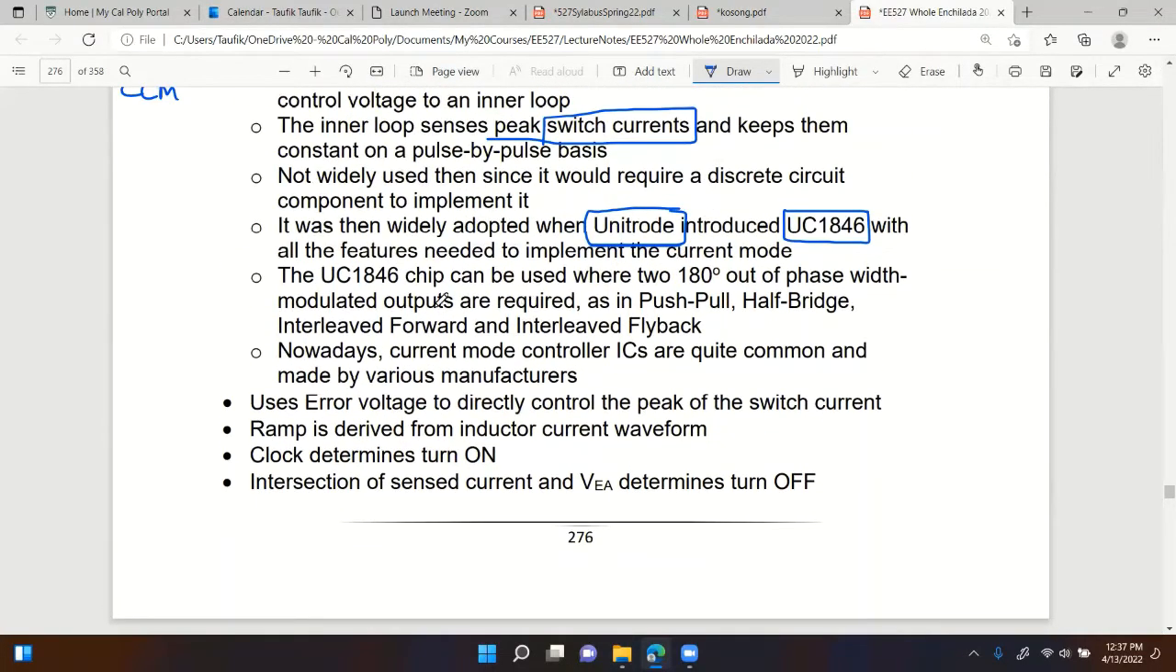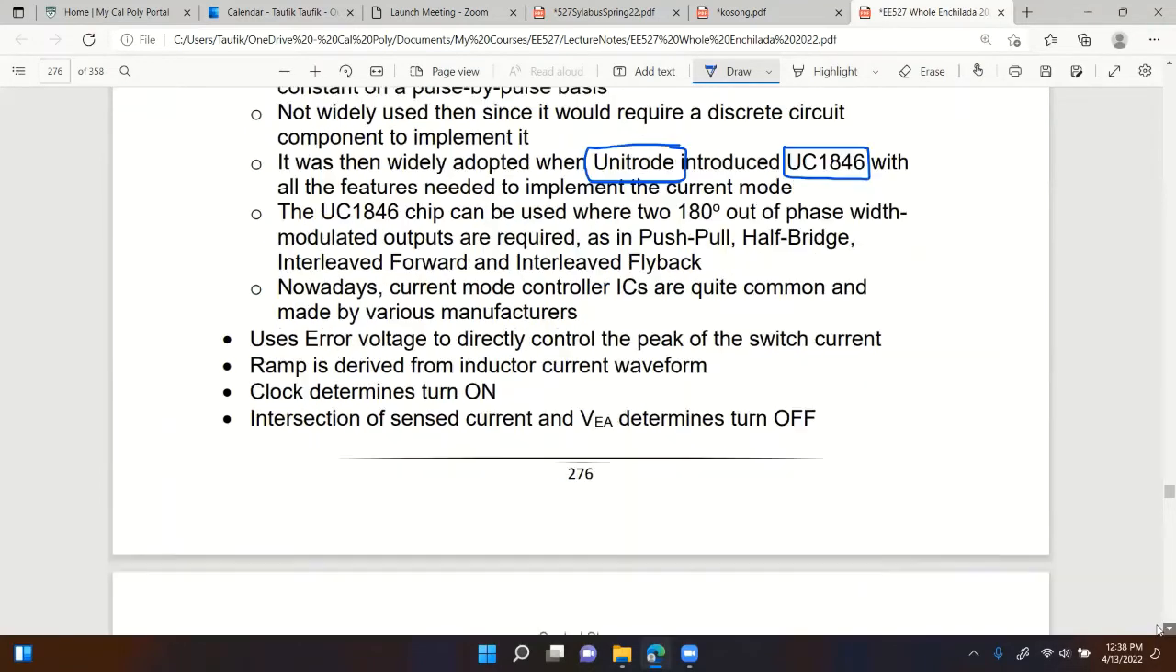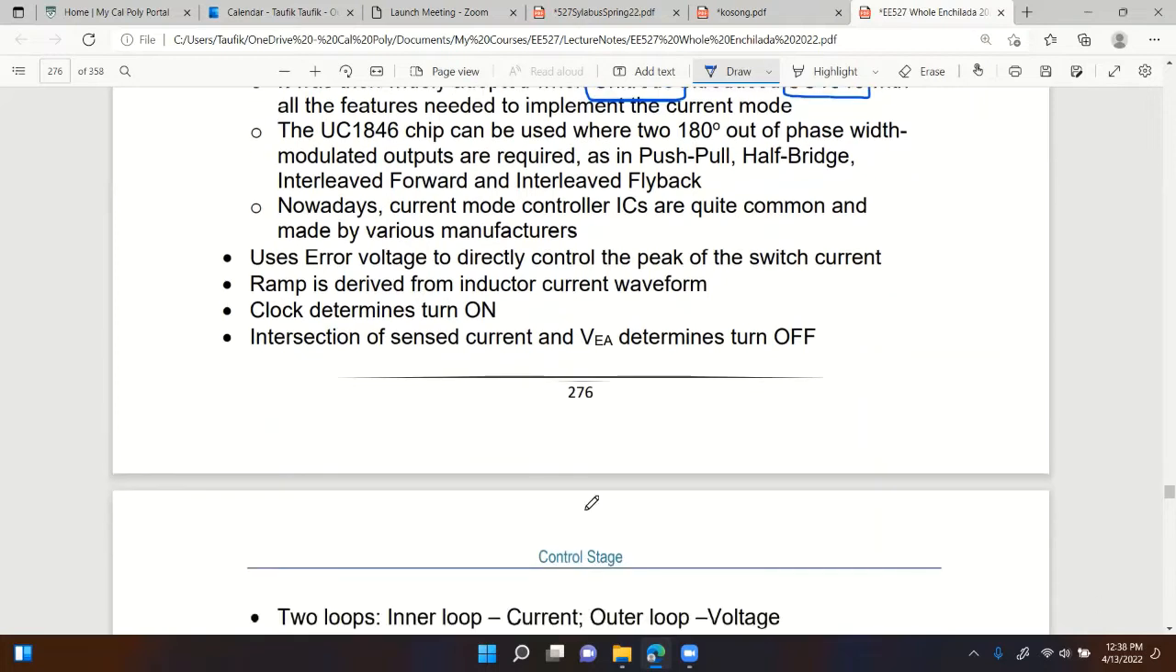All right. So UC1846 can be used where 180 degrees out of phase pulse width modulated outputs could be provided, such as for push-pull, half-bridge, interleaved forward, and interleaved flyback. Nowadays, current mode controller ICs are quite common. In fact, I would say maybe 90% of controllers that you see out there would be current mode. It's very rare now to see voltage mode. There's still some, but it's quite rare nowadays.